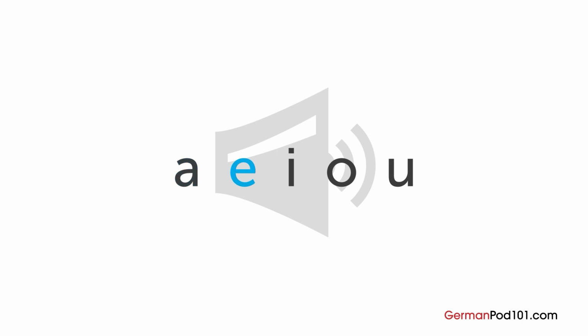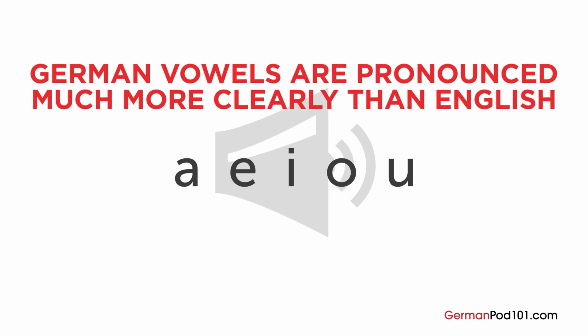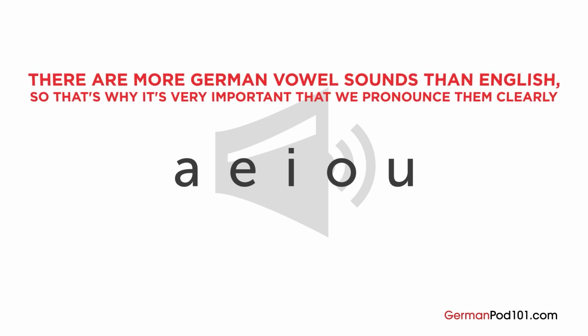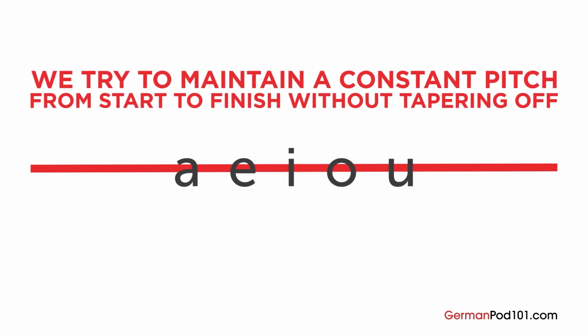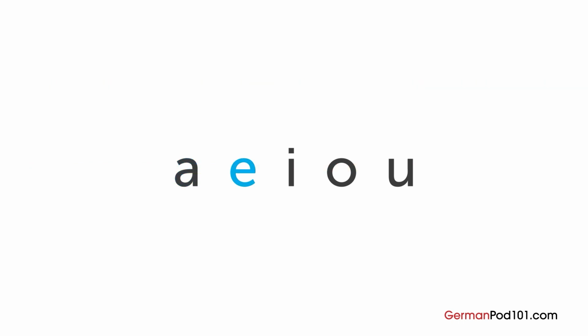A, E, I, O, U. As you heard, these vowels don't sound that different from English. One thing to note, though, is that German vowels are pronounced much more clearly than English. We also have more vowel sounds than English, so that's why it's very important that we pronounce them clearly. Unlike English, we try to maintain a constant pitch from start to finish without tapering off. A, E, I, O, U.